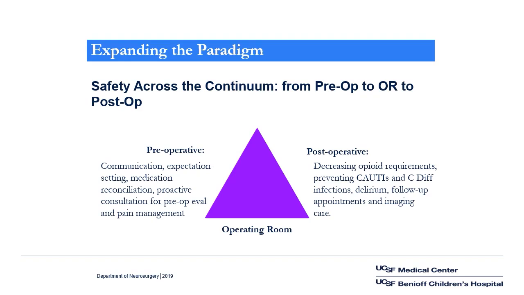In the postoperative space, certain measures can be taken, like decreasing opioid requirements, trying to prevent catheter-associated urinary tract infections, mitigating the chance of delirium, and arranging follow-up appointments and imaging studies, all aimed at improving safety across the continuum of care.